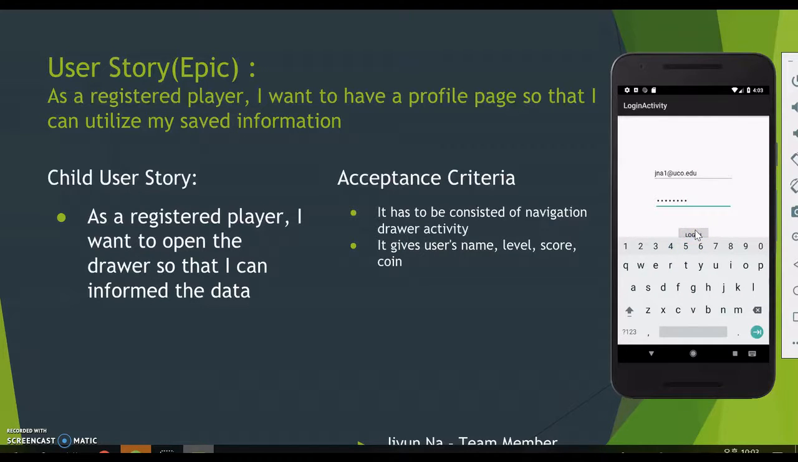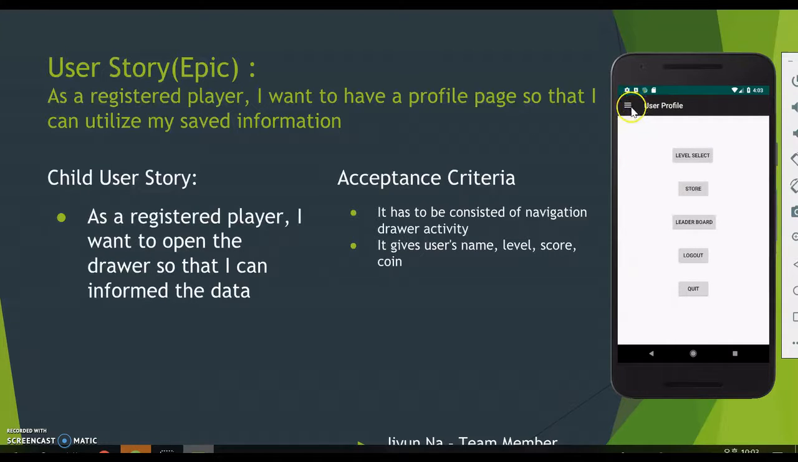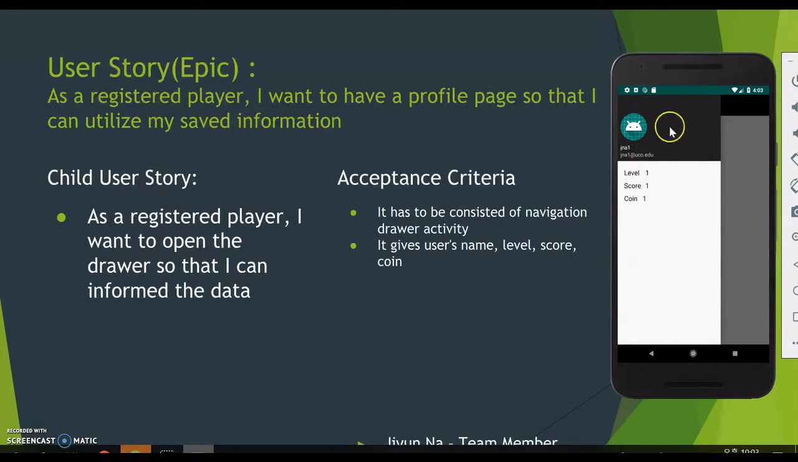If I click the login button, I can enter the user profile activity. It consists of a navigation drawer and it gives the user name, user email, level, skill, score, and coin information.